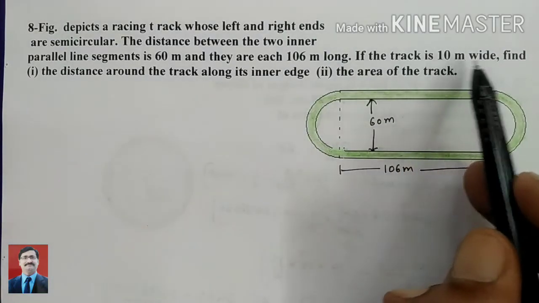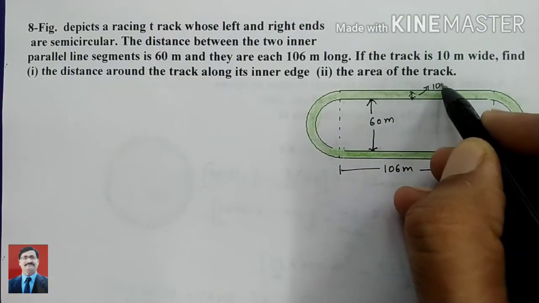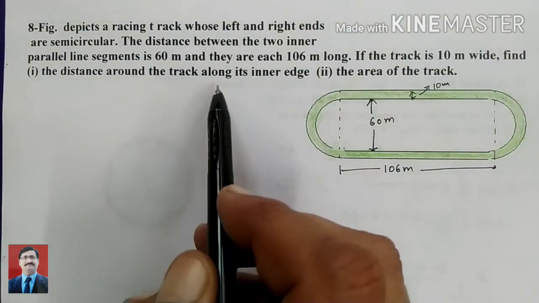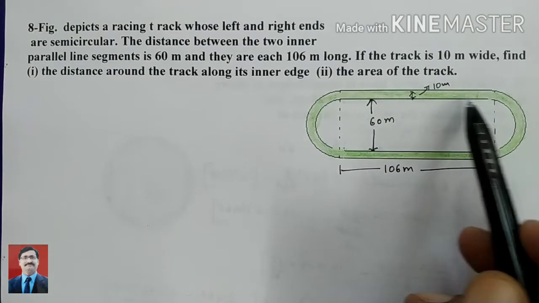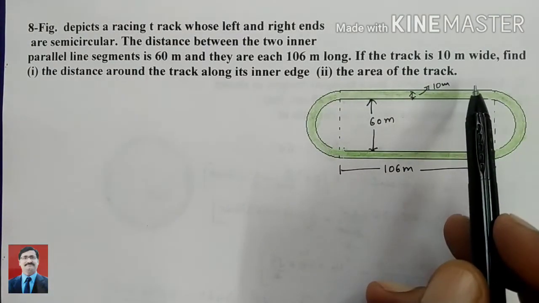If the track is 10 meters wide, meaning this width is given to us as 10 meters. Find the distance around the track along its inner edge. Along its inner edge we have to find the distance. Second, we have to find the area of the track.